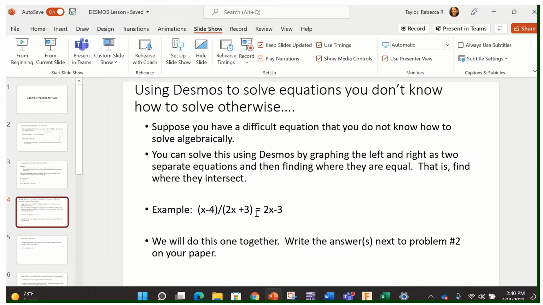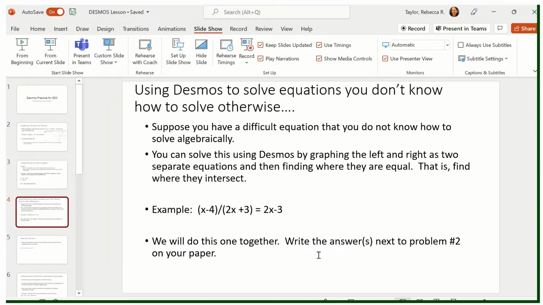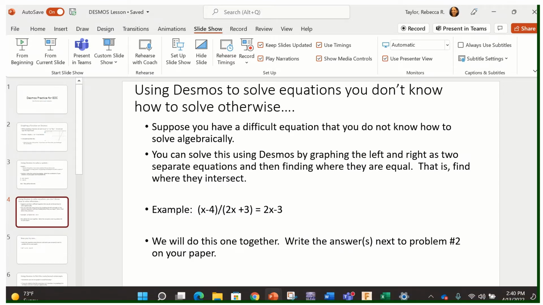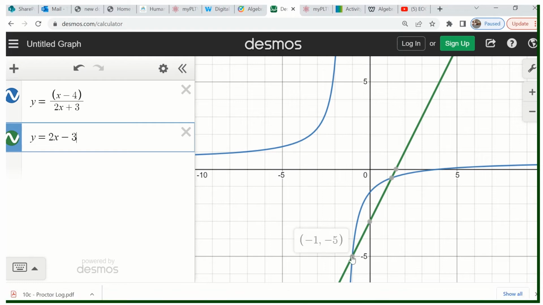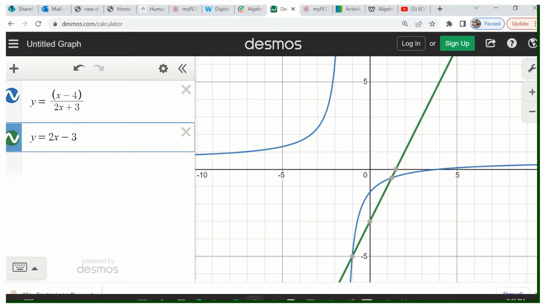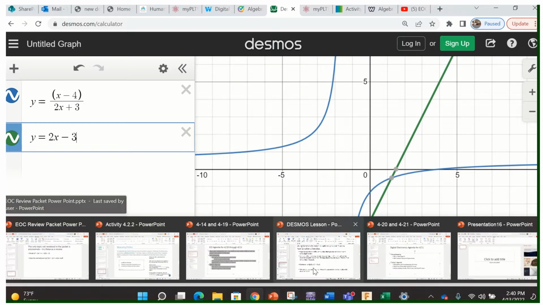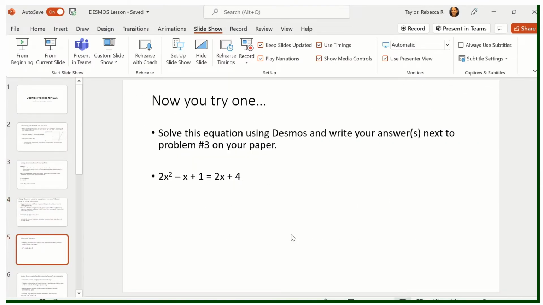So there's that example. So we'll do this one together, and so you need to write that answer next to problem 2. So I gave it to you. Go back. -1 and 1.25. Okay, so we did that one together. Pause the video if you need to. Write that down. Now you are going to try one on your own. So solve this equation using Desmos and write your answers next to problem 3 on your paper. So pause the video, graph the left, graph the right, and then get your answers off of the graph.